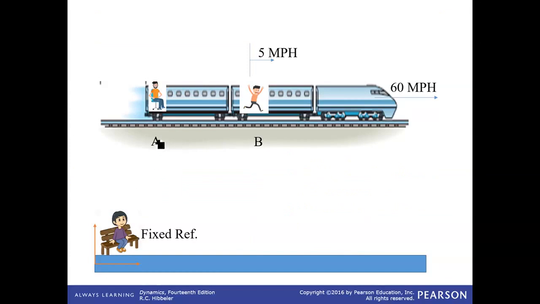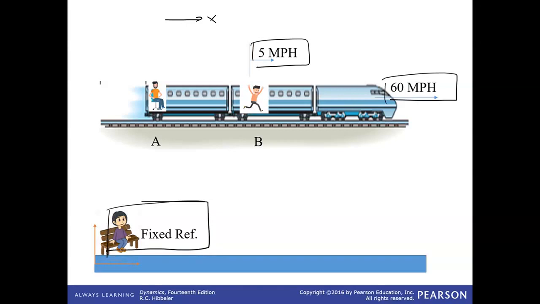Let's look at this hypothetical example that there are three people here. One person is sitting on a chair in a train. The second person is running inside the train at 5 miles per hour in the positive x direction. And the train itself is traveling at 60 miles per hour. So what will be the speed of this person relative to someone sitting at a fixed reference point, let's say, at the platform? So the speed of this person relative to A is 5 miles per hour.